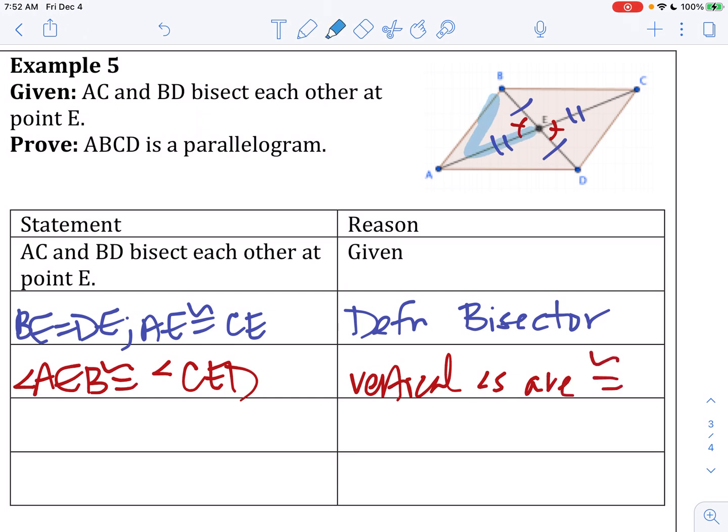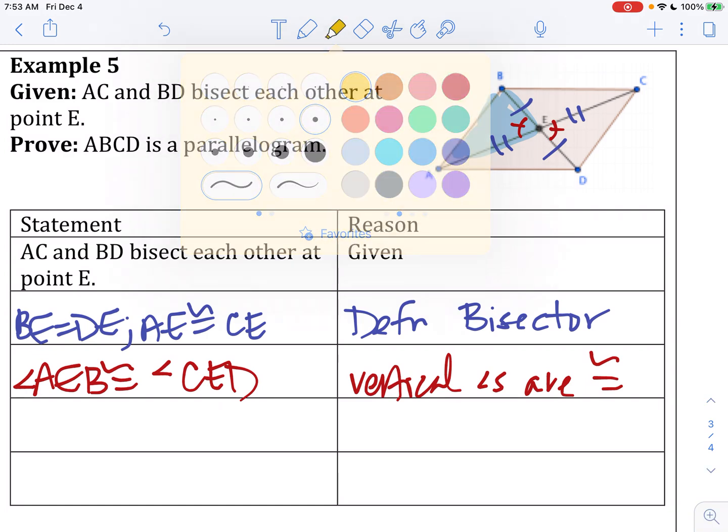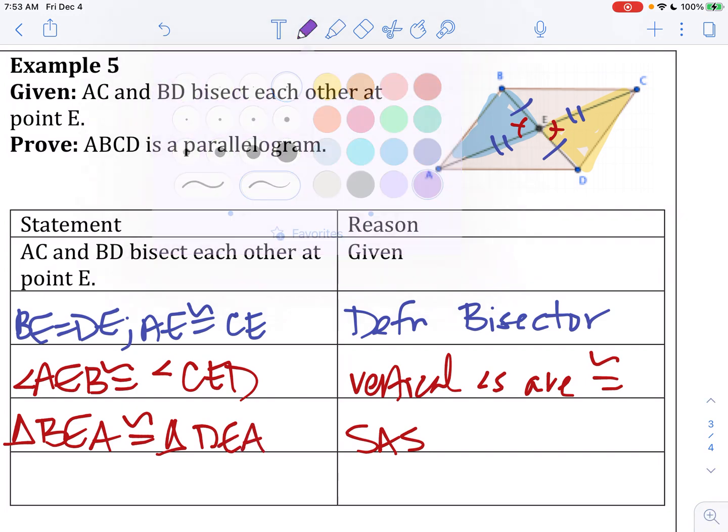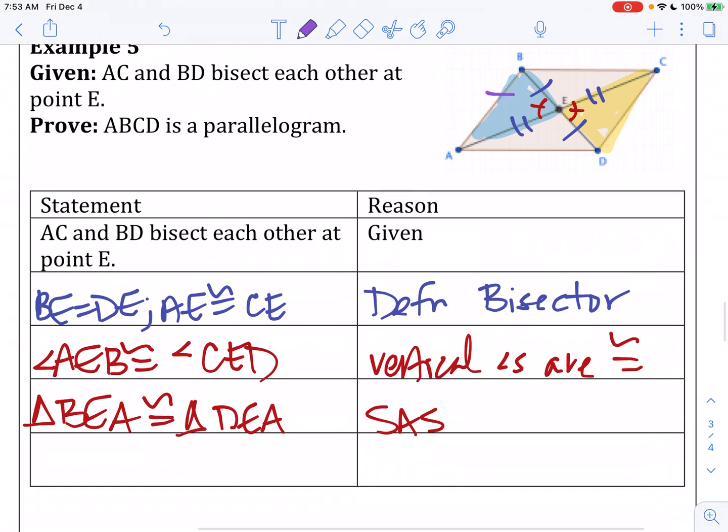Okay, now looking at this left-hand side and this right-hand side, I see we have some SAS going on here. So I can say that triangle BEA is congruent to triangle DEC. And since I know that those triangles are congruent, I can say something like AB is congruent to CD because of CPCTC.